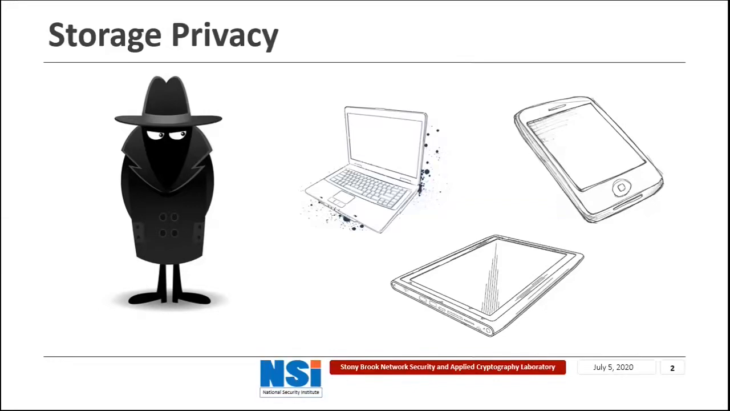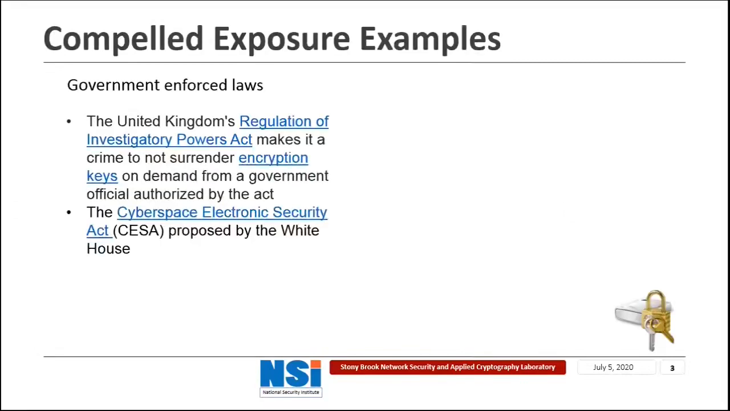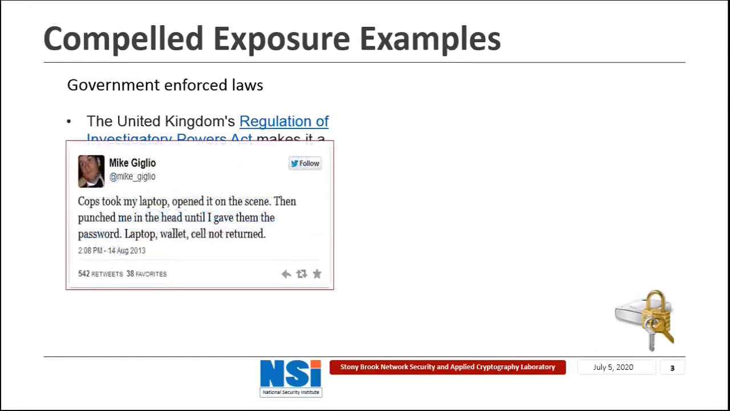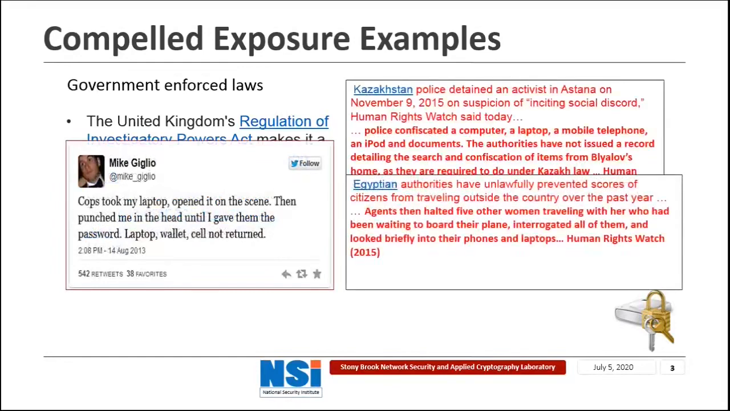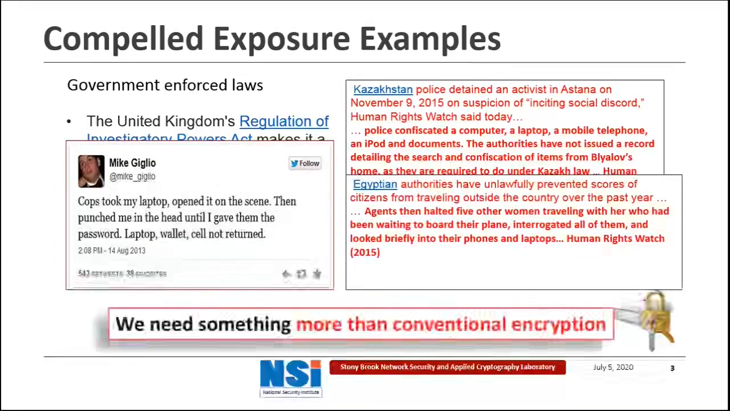However, sometimes encryption is not enough because the adversary is too powerful. Some adversaries in real life are so powerful that they can ask users to give up their encryption keys. In these cases, encryption cannot protect our sensitive data anymore. Here are some examples where users come across such powerful adversaries, such as some governments. We can see a lot of cases reported by users who were forced to give up their encryption keys. So we need something more than conventional encryption to protect our data.